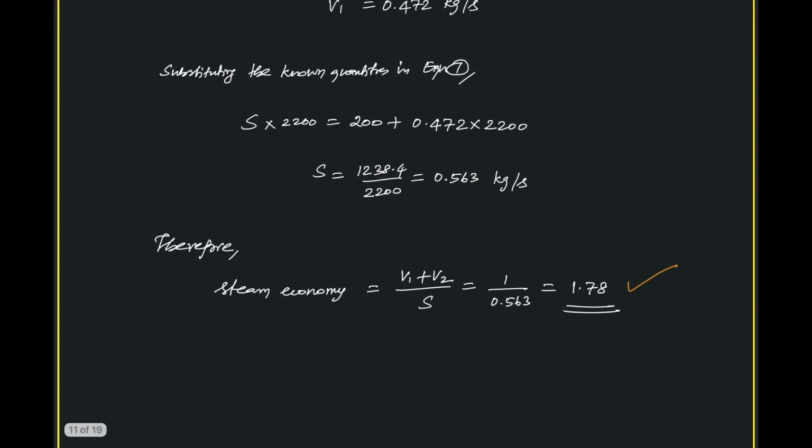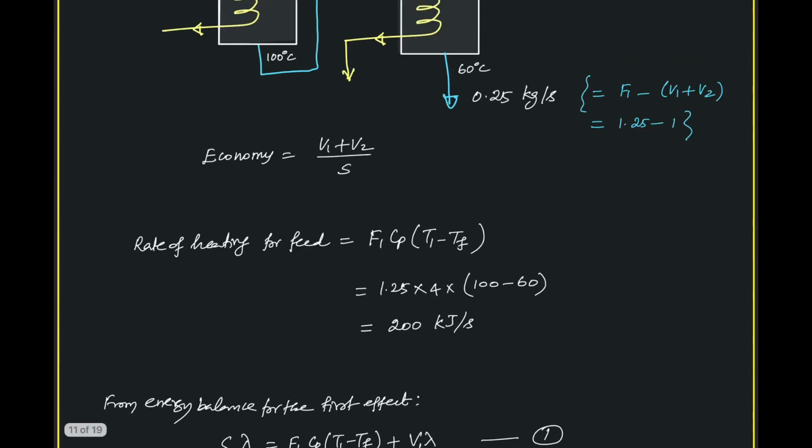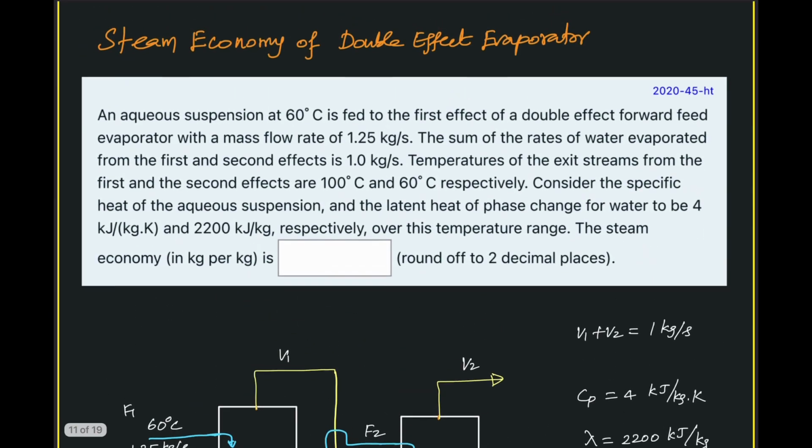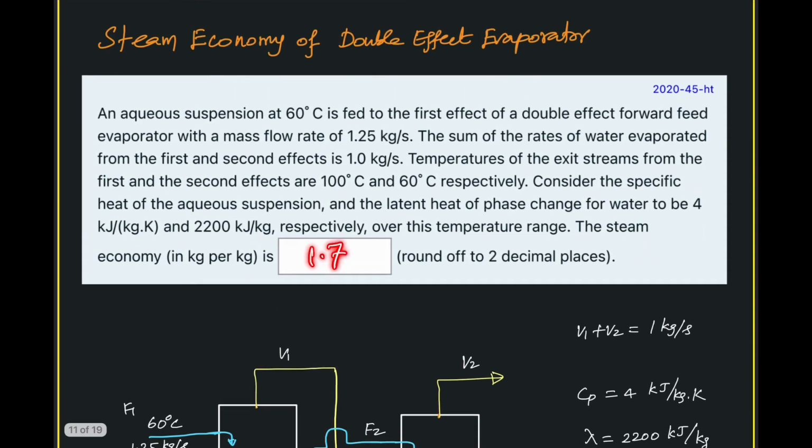So what is the economy definition? It is the total evaporation by steam supply. So evaporation is totally 1 kg per second, and steam supply is 0.563 kg per second. So that ratio is coming as 1.78. Otherwise, the steam economy is 1.78. So that is the answer.